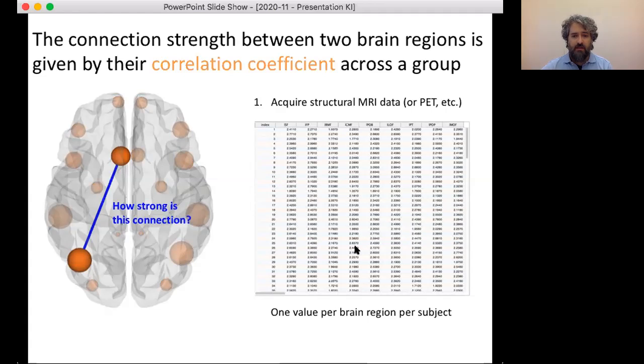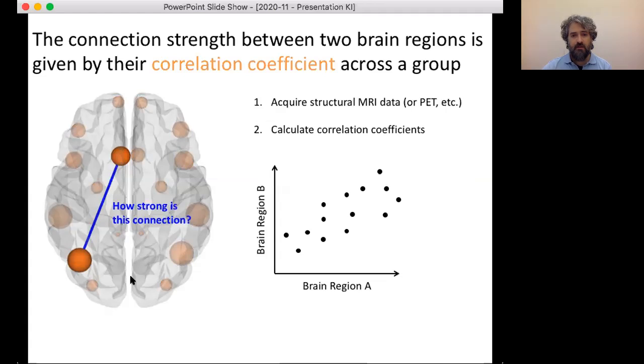And in order to calculate the strength of the connection between these two regions, what we can do is calculate the correlation coefficient. So we take brain region A, brain region B, we plot the values, and then we calculate the correlation coefficient between these. Notice that this is a correlation at group level. This means we get the strength of the connection for one group, not for each subject. And for this correlation coefficient, rho AB, by construction rho AB is equal to rho BA, so the connection is naturally bidirectional.